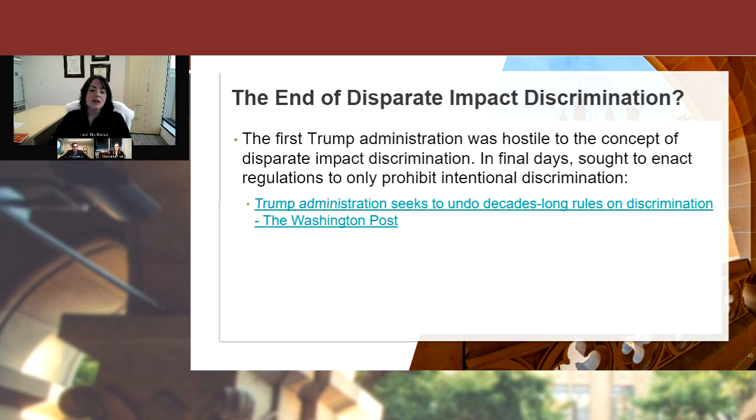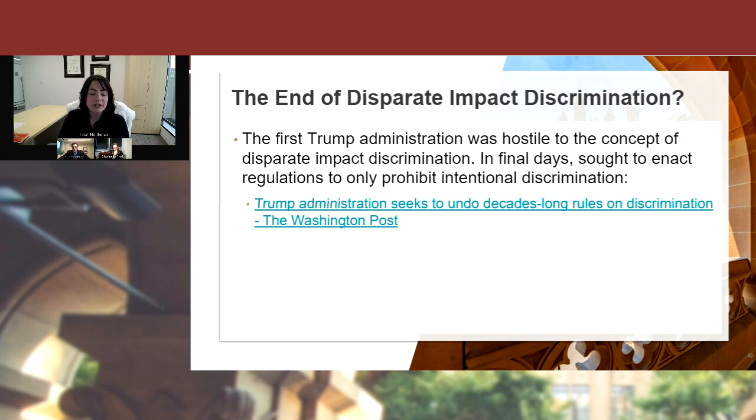The first Trump administration was also outwardly hostile toward disparate impact discrimination. Remember, we talked earlier in this presentation about the difference between disparate treatment, which is that intentional discrimination, what we typically think about when we're talking about discrimination, and disparate impact, which is where we're focusing on the impacts of that discrimination. How did it affect people, even if it wasn't intentionally discriminatory, a policy or practice, for example?